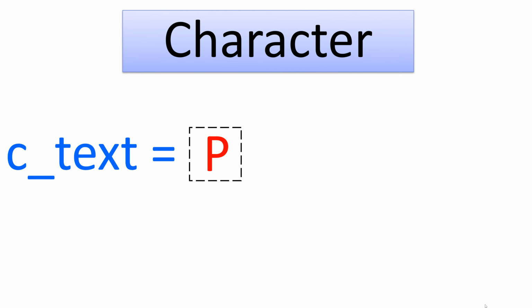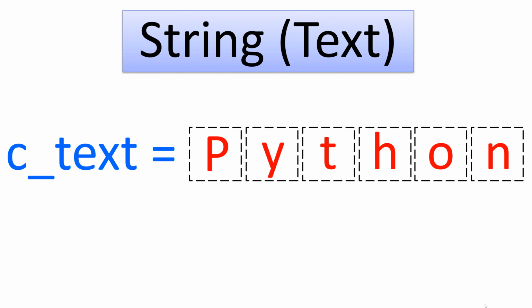For text data, you can have a single character, for example, capital P. When you have more than one character, for example, Python, you need to have more than one data storage space. Python offers 2D array. The 2D array has multiple storage spaces in a row to save multiple characters, a so-called string. So we need to use a string data type for text.